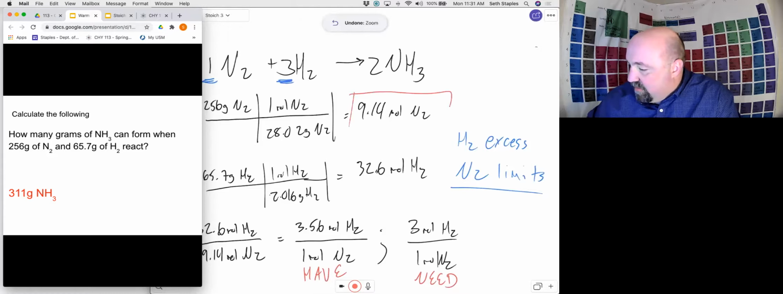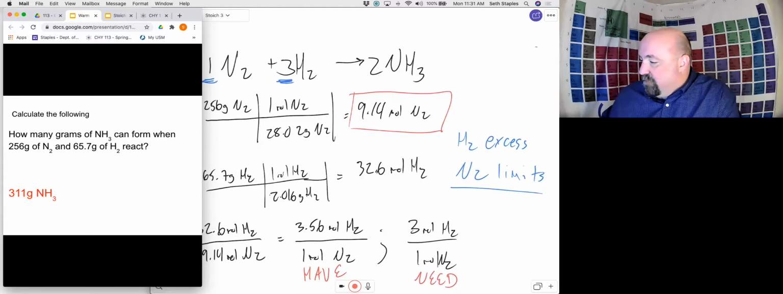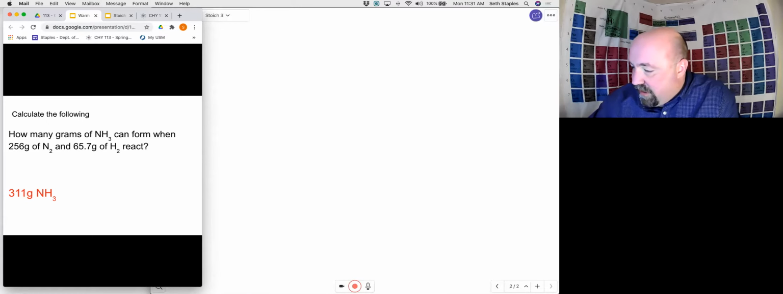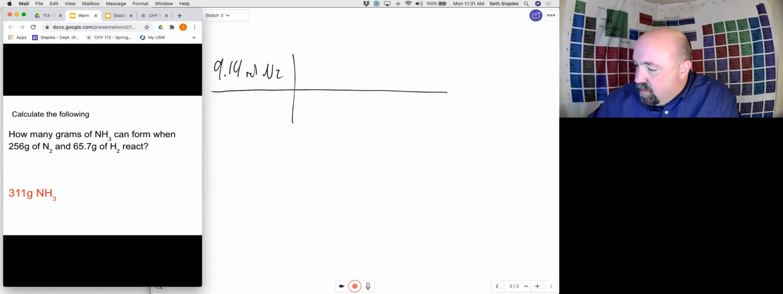And so now that we know that N2 limits our reaction, we're going to base our calculation off 9.14 moles of N2. And so we have 9.14 moles of N2 from our equation on the previous slide.